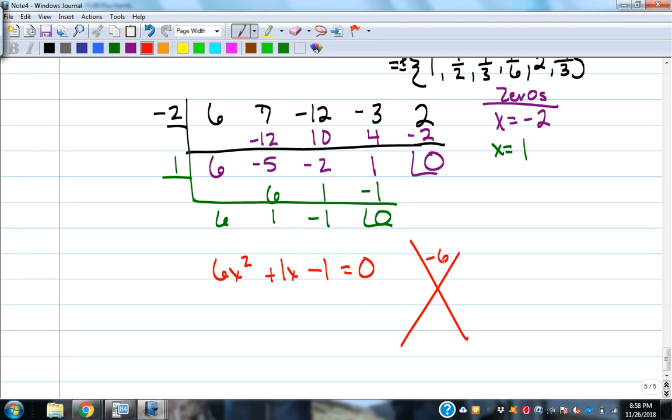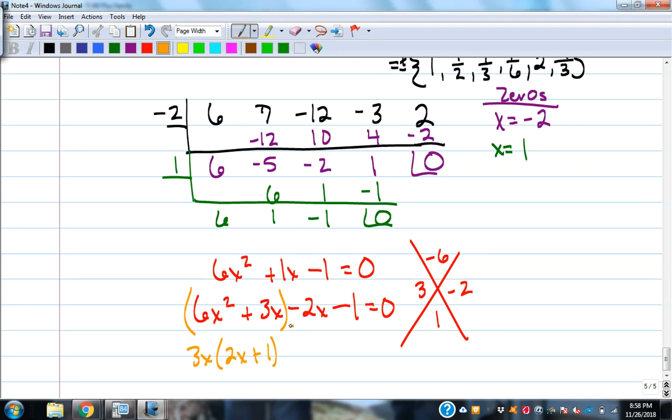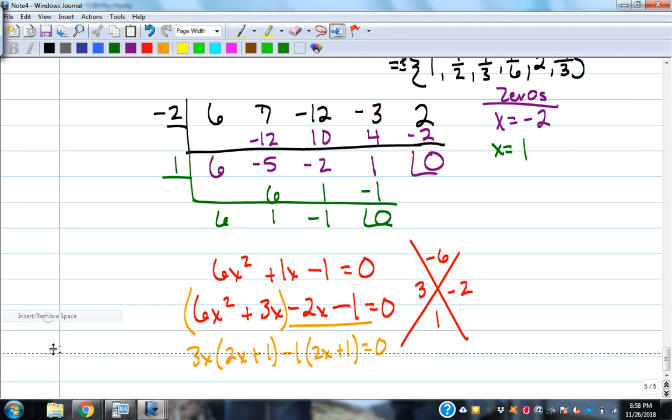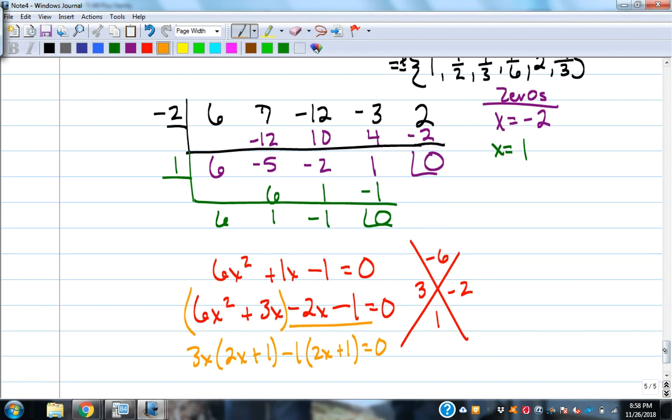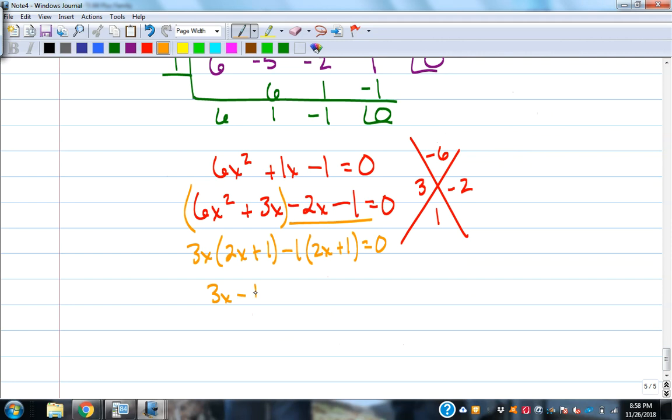6 times -1 is -6. Add to be +1, that'd be 3 and -2. So we'd have 6x squared plus 3x minus 2x minus 1. Group. -1. Okay. (3x minus 1)(2x plus 1).